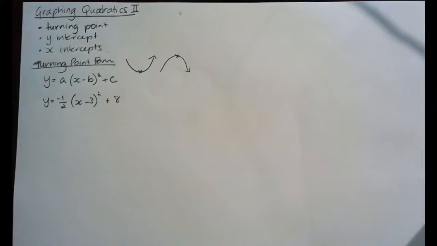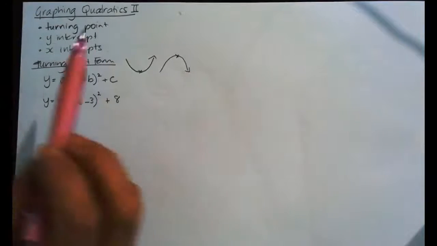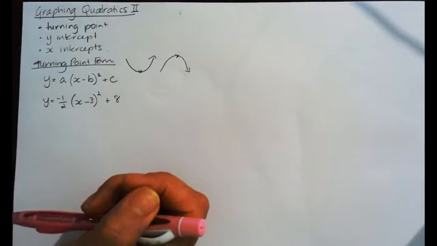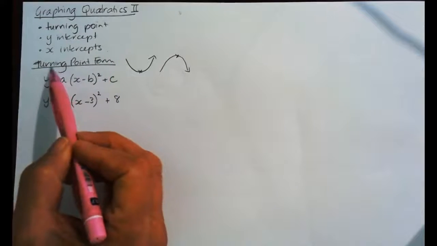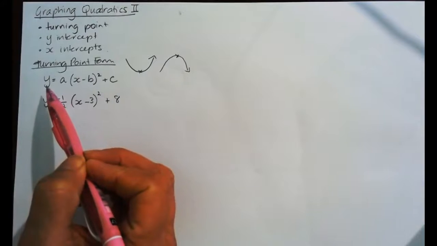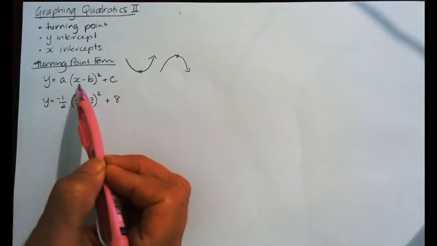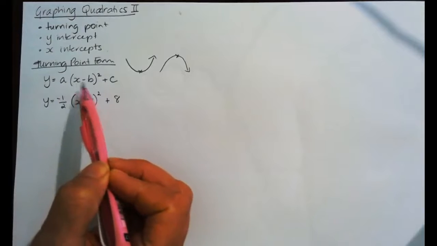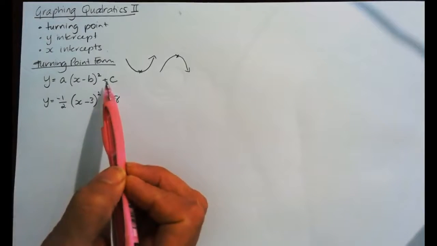Now in this revision of graphing quadratics, we're still going to look for the same thing of turning points, y-intercepts and x-intercepts to be able to do a sketch. But this time we're going to use the turning point form of the quadratic. So that's when you'll see a quadratic in the form of y equals a(x minus b) squared plus c, or you might have seen it as y equals a(x minus h) squared plus k.